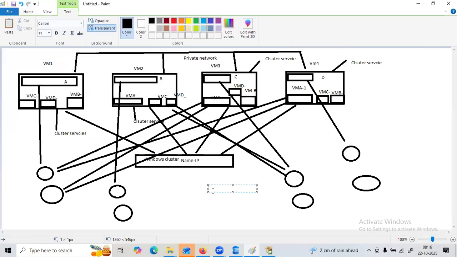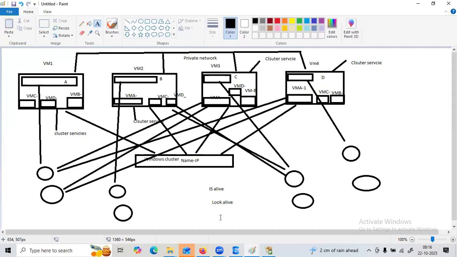One more key topic is IsAlive and LooksAlive. This is the background process, which checks whether this node is available or not. Using IsAlive and LooksAlive, failure will happen, because quorum is writing the information. The quorum works using these background checks and maintains the active node information.